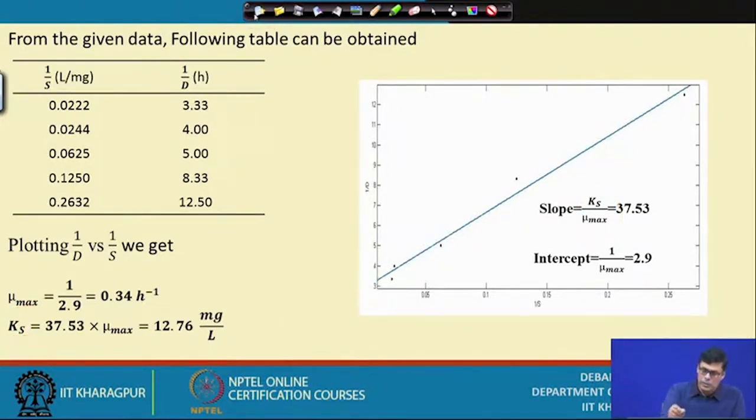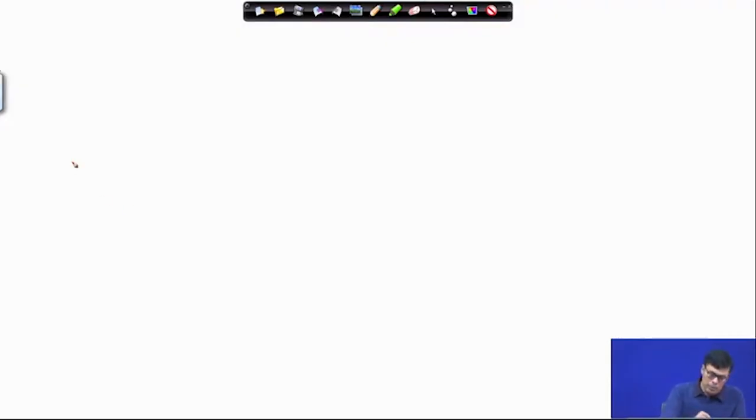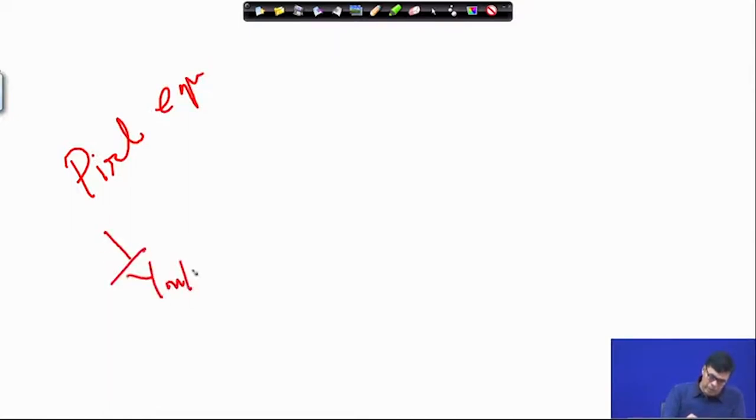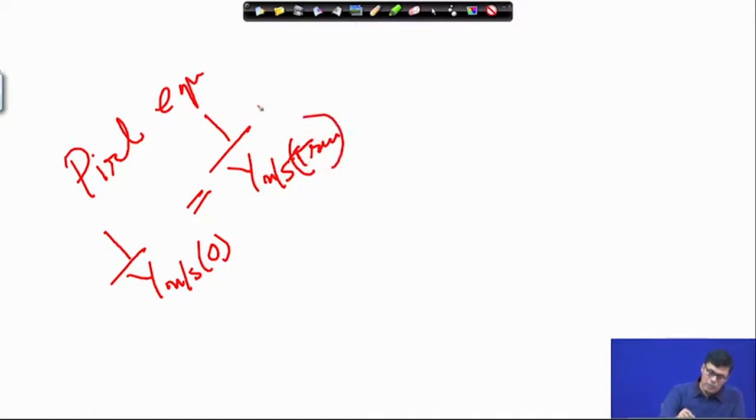Now the question comes: how can you determine the maintenance coefficient, because that is important. For the maintenance coefficient, look at the Pirt equation. What is the Pirt equation we have seen? That is 1 by Y x by s overall, equal to 1 by Y x by s true growth yield, plus m by mu. True growth yield means that the substrate is used only for cell mass formation.